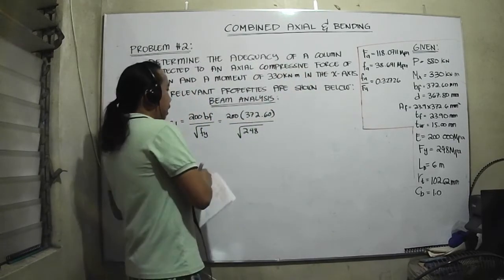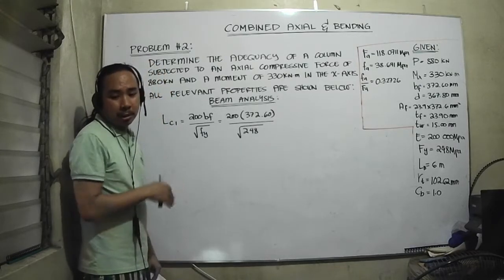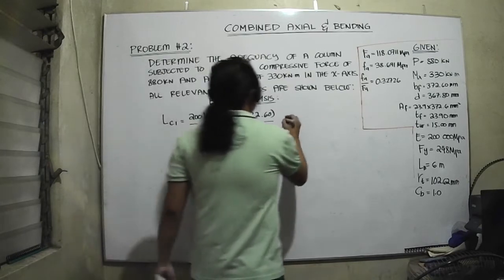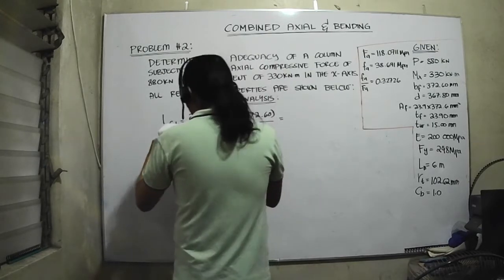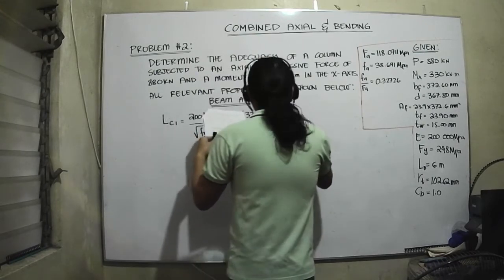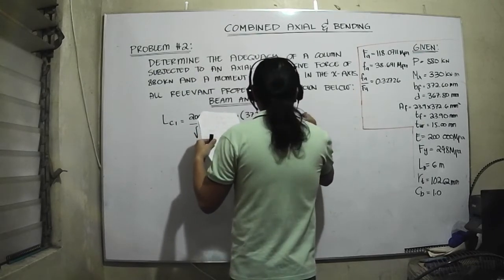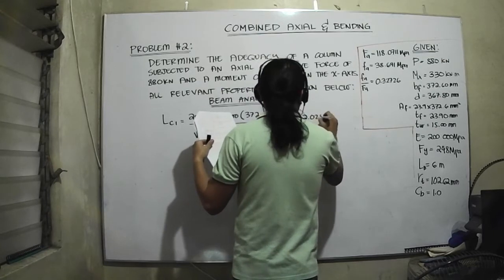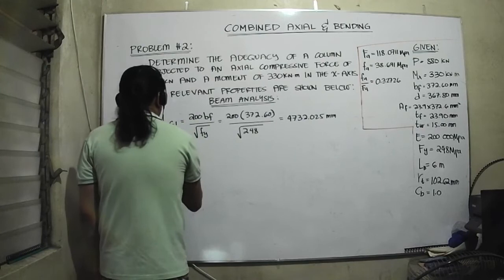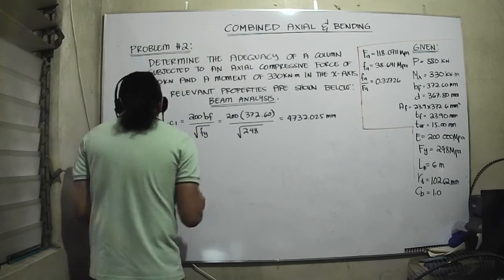Going back to this, you can still follow through. So solving for this, I will have Lc which is equal to 4732.025. That is for Lc1. Now Lc2, that's a different story.